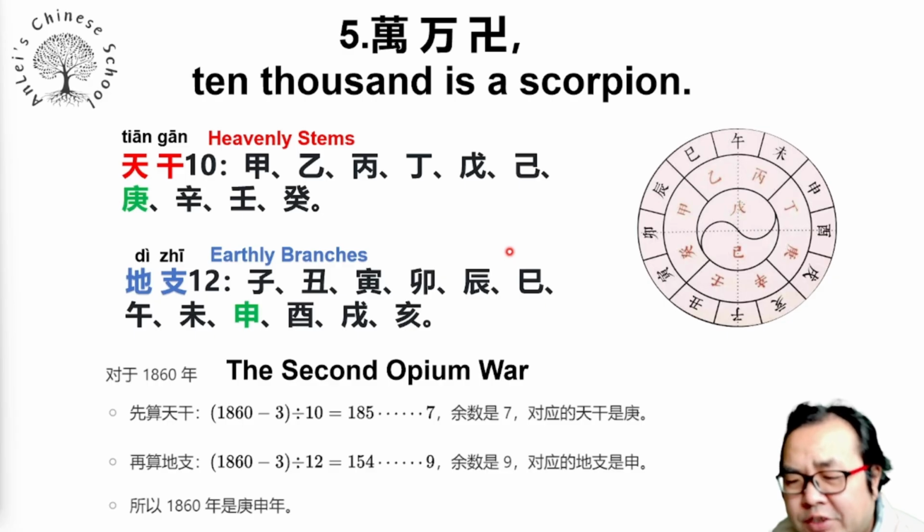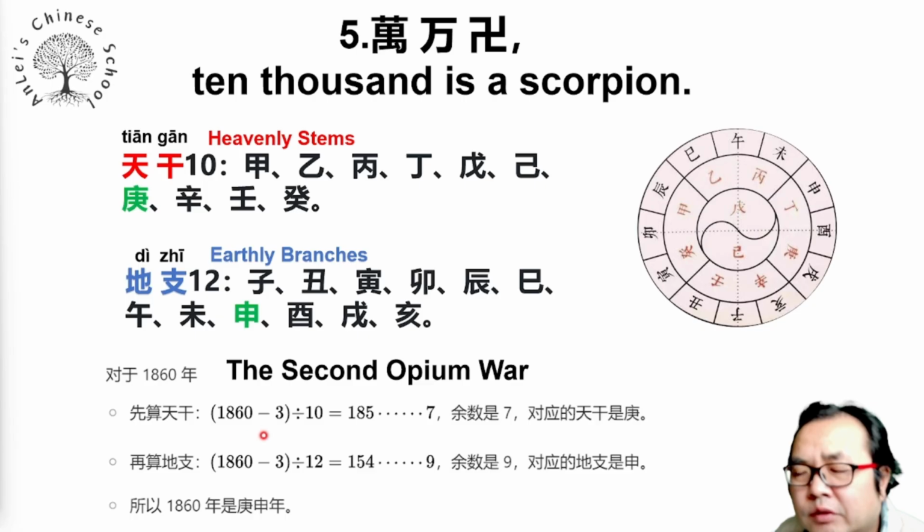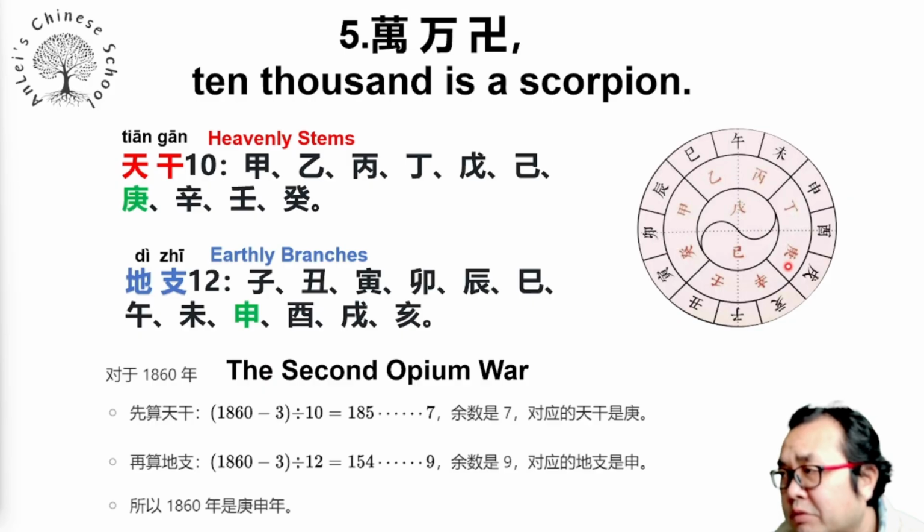We call it the heavenly stems and earthly branches chronological method. The calculation is divided into two parts. First, we calculate the heavenly stems. Use the remainder obtained by subtracting 3 from the year number and then dividing by 10, which corresponds to the heavenly stems. 1860 minus 3. So in this calculation, the remainder is 7. Number 7 on the heavenly stems is Geng.